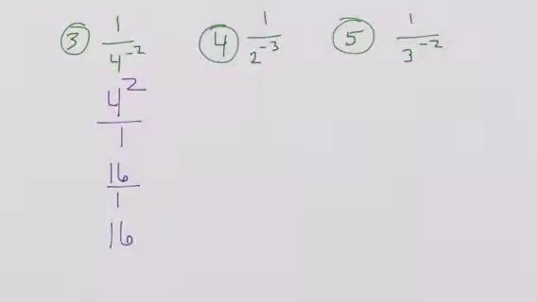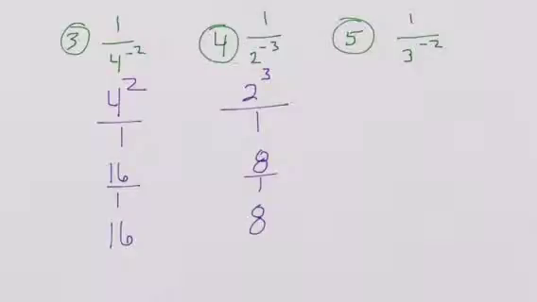Now I have 2 to the negative 3, but it is in the denominator, so I don't have to rewrite it as a fraction. It's already a fraction, but the negative exponent is crying out, move me, I'm in the wrong location. So I'm going to rewrite it up in the numerator, and then I'm going to go ahead and do 2 cubed, which is going to be 8 over 1, which is going to simplify to 8.